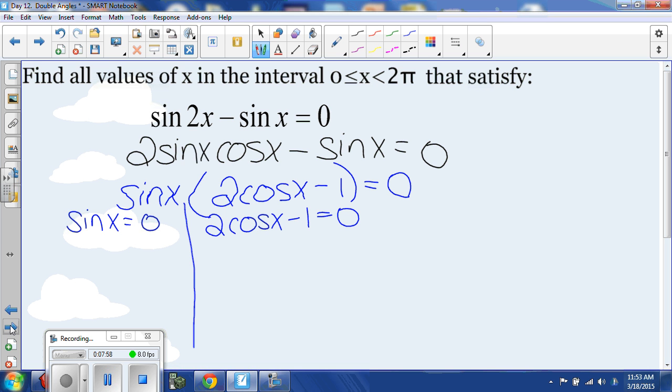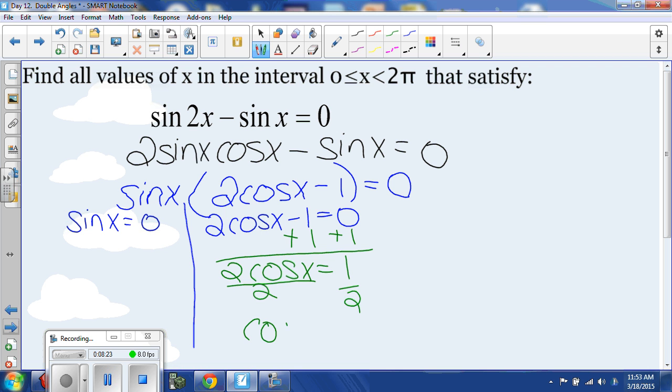What do we do now? Sine x equals 0, yeah, we're going to run the unit circle over here, you're right. But remember, what are we going to do over here? Okay, so we'll solve. We'll add 1. 2 cosine x equals 1. Now we're going to divide by 2. Cosine x equals half. And what do we do now?